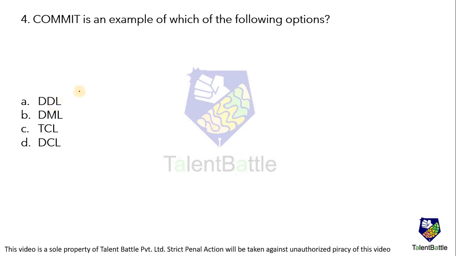DDL stands for data definition language, means all the commands which are related to definition of the data come under this. Then manipulation commands come under DML, transaction control commands come under TCL, and data control commands come under DCL. Now, the commit command comes where? Based on the operation, I know that the commit command is used to save all the transaction related changes. So to save transaction related changes, commit is used.